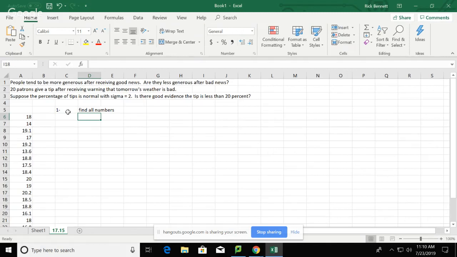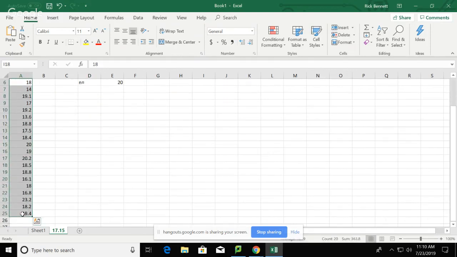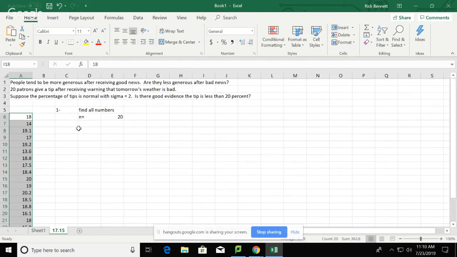I didn't give you summary data like I have up to now. I've given you the raw data here. People tend to be more generous. I got 20 patrons. What's 20? N. 20 is N, right? Now, we should also count to make sure that I actually typed in all 20. And I did. Okay, so I typed them all in.